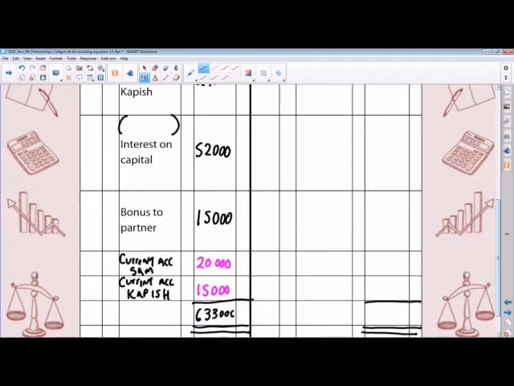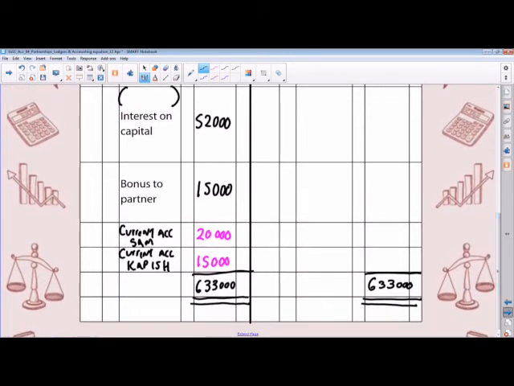633,000 is the debit side, so the credit side should also be 633,000. In other words, the accounts have to balance. It's been closed off, so the debit side must equal the credit side. Okay, right, let's now move on to the next account.